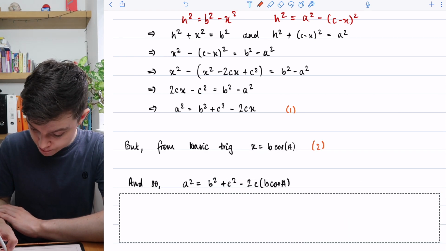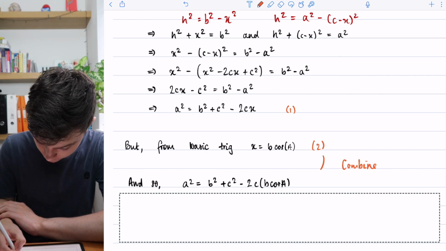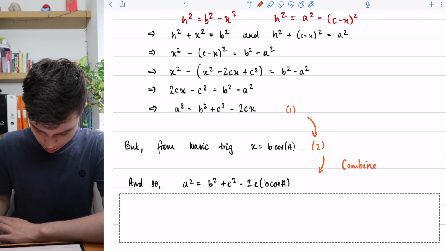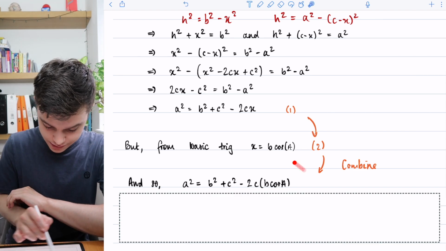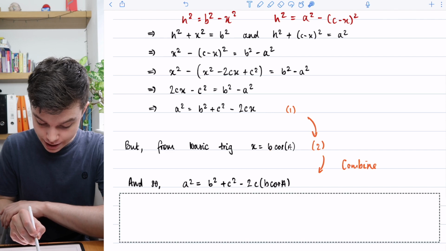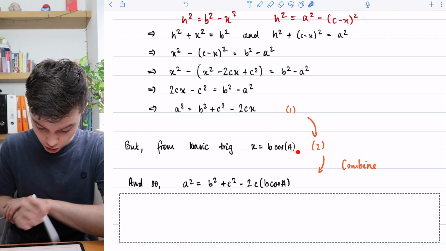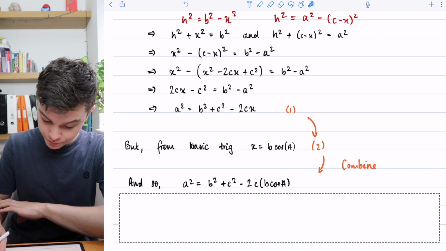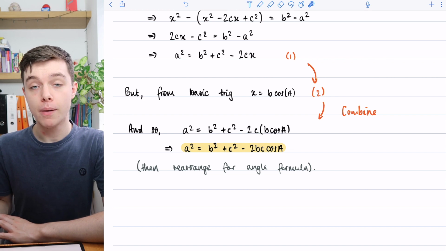And then we can just combine. So in this step here, we've just combined them, both of those, to give me this. This here, okay? We've just done minus 2cx, which is minus 2bc cos a, okay? Minus 2bc cos a, which is what we've got here, okay? And then all we can do is just get rid of our brackets.